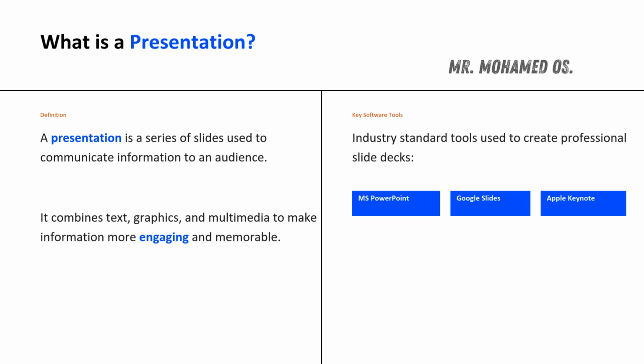Let's start by defining exactly what a presentation is. So, what exactly is a presentation in the context of ICT? Simply put, it's a series of slides designed to communicate information visually to an audience. The key here is the visual element. We combine text, graphics, and multimedia because people remember what they see far better than what they just read. This makes information more engaging and much more memorable.